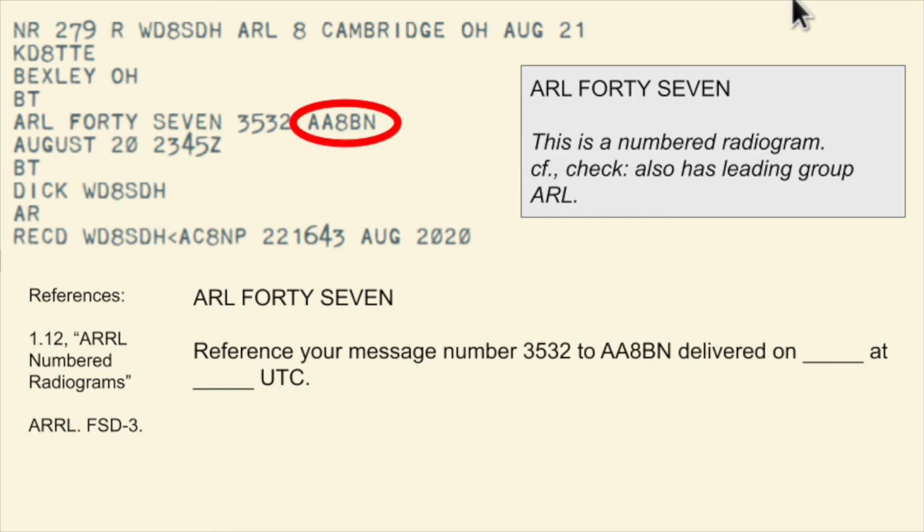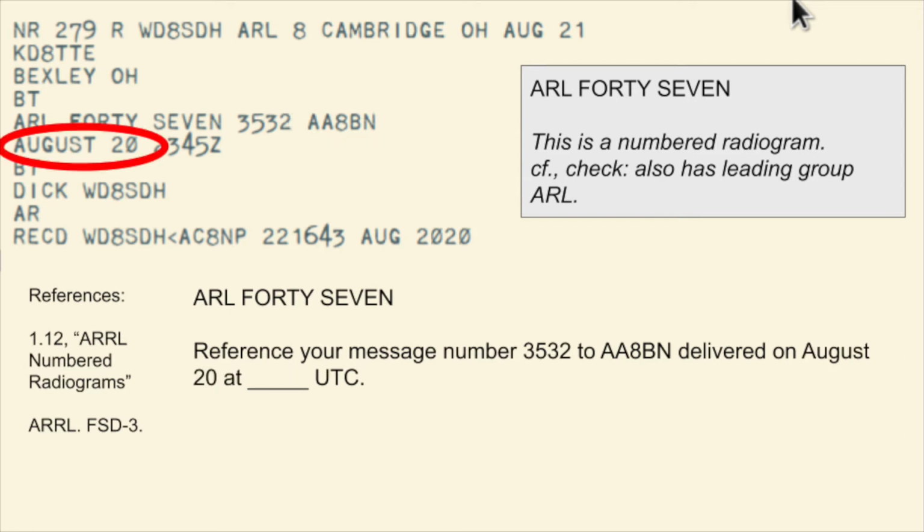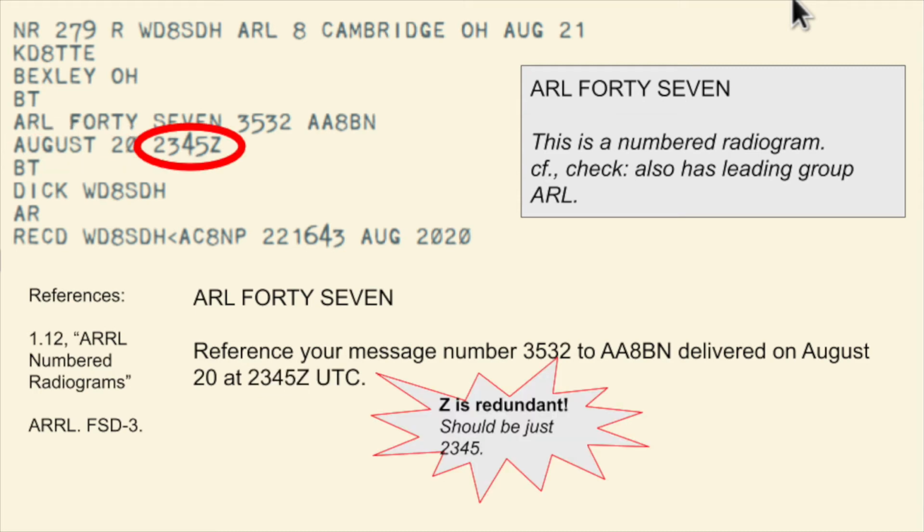Filling in the second blank, we put in the station that was meant to be the target for this message. And then we put in the date that the message was actually delivered. And then we fill in the time. Oh, we have a problem. This group here, 2345 Zulu. When we fill it in, we actually have the message completing out to August 20 at 2345 Zulu UTC.